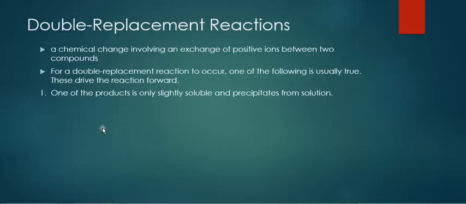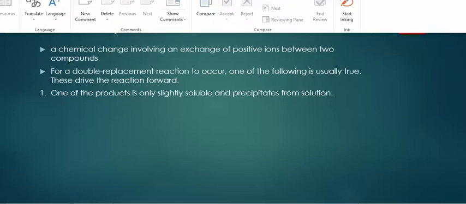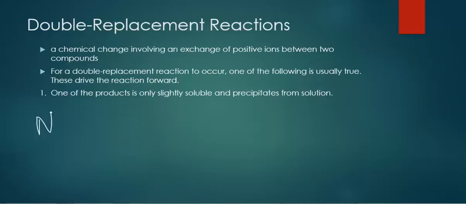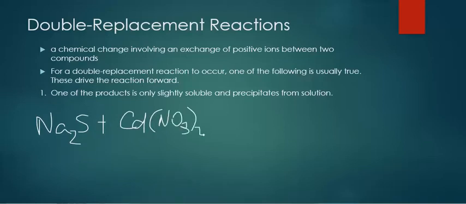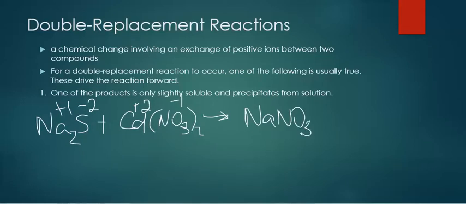Double replacement reactions, two compounds react. Something has to drive these reactions. Number one, a driver of the reactions is you form a precipitate. For example, let's say we have Na2S reacting with cadmium nitrate. With double replacement reactions, I'm going to put the charges over here. What's going to happen is the positives are going to switch, so sodium combines with NO3, and that's a +1, -1, so that's my product.